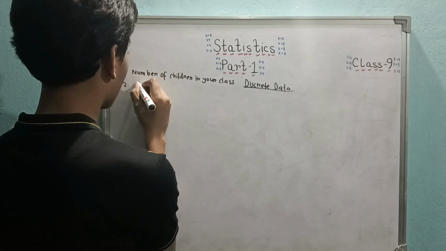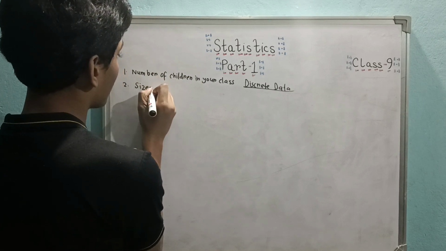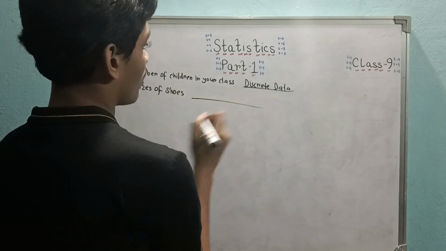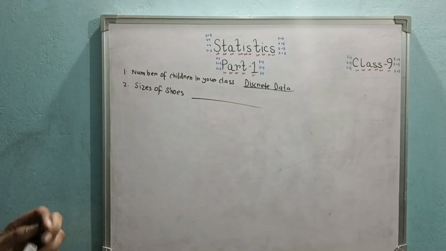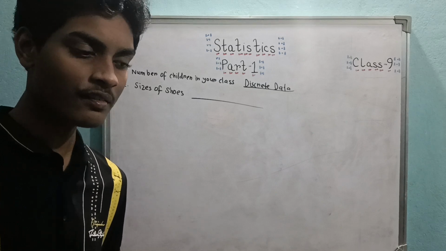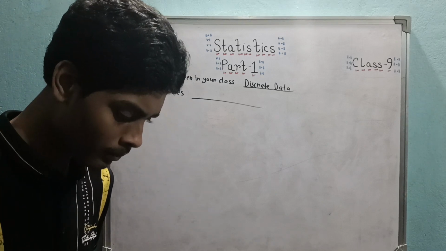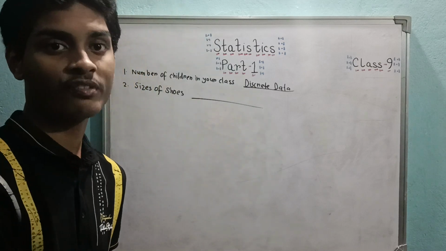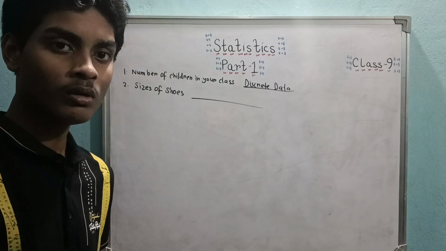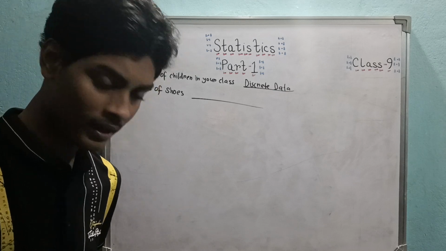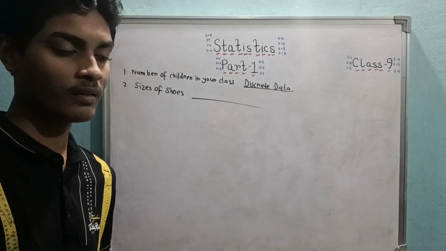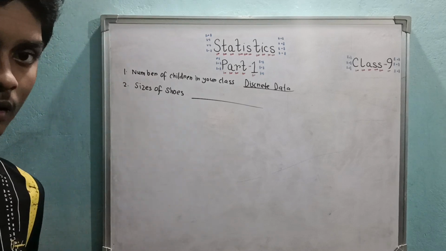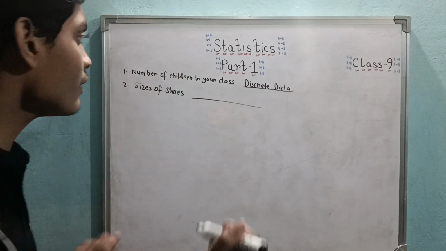Now coming to the second one, sizes of shoes. So here see, sizes of shoes are separate numbers. Suppose I want to buy school shoes. I check my foot size, and then I take the shoe. It has a separate number, right? According to my foot, the shoe is given to me. So that size of shoe is a separate number. It has no range. So obviously it is discrete data.